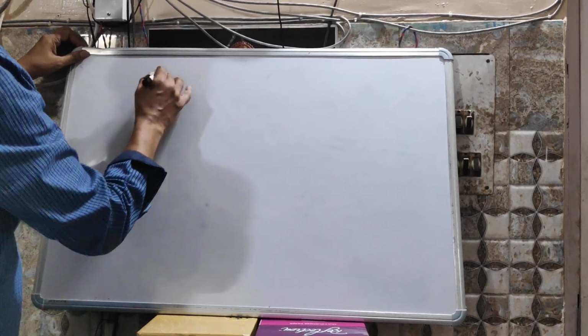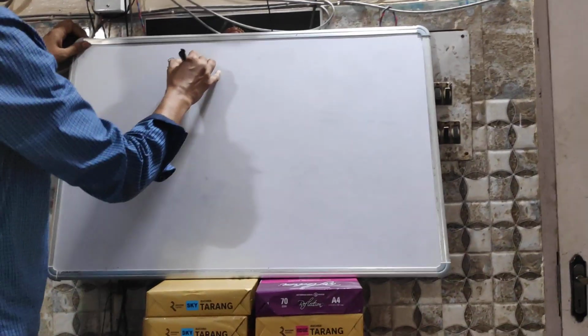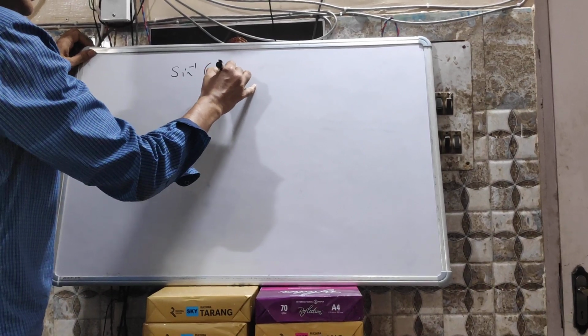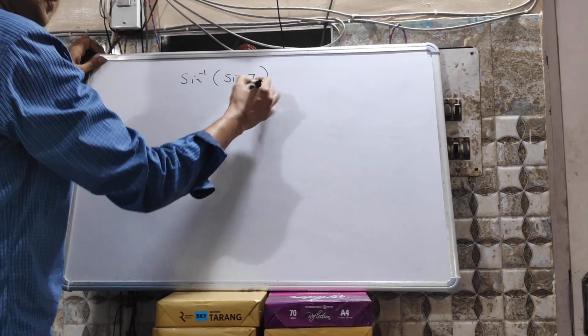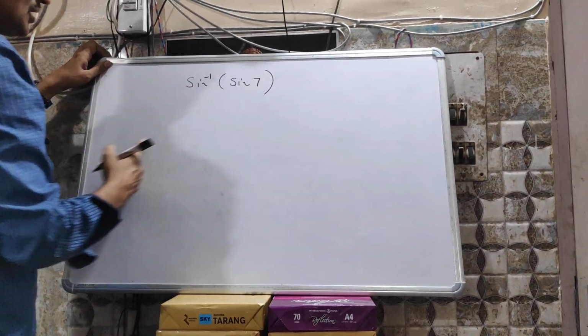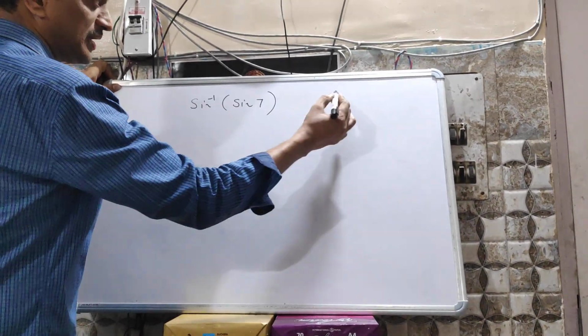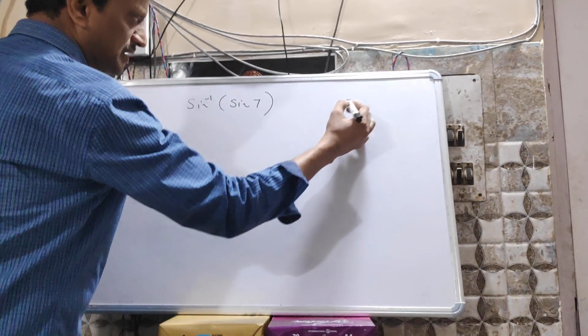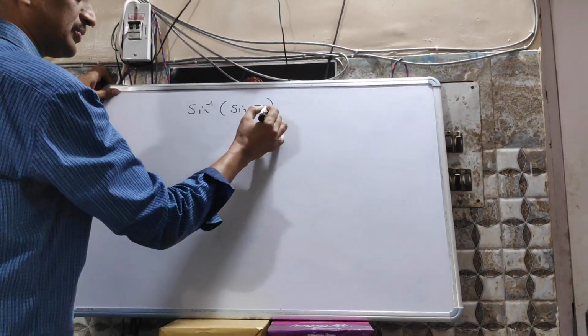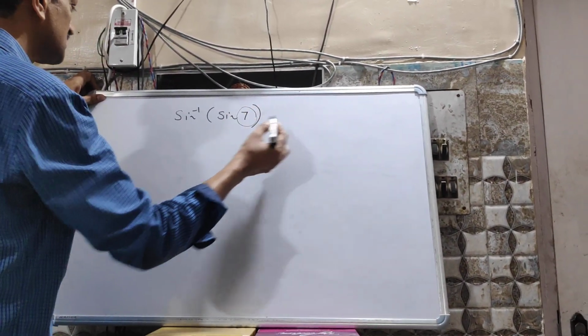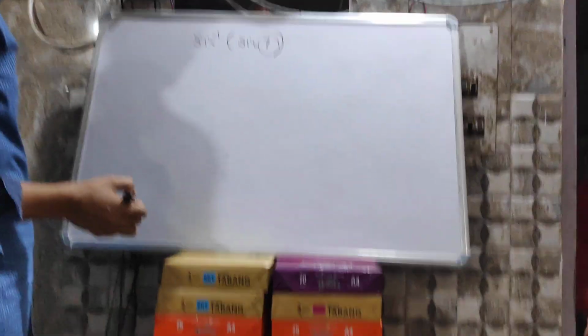Okay. Now we'll see what sin inverse sin 7 is. Here 7 is in radians. Many people think sin inverse of sin x equals x, but that holds only when x lies in the closed interval minus pi by 2 to pi by 2. But 7 is not lying in that interval.